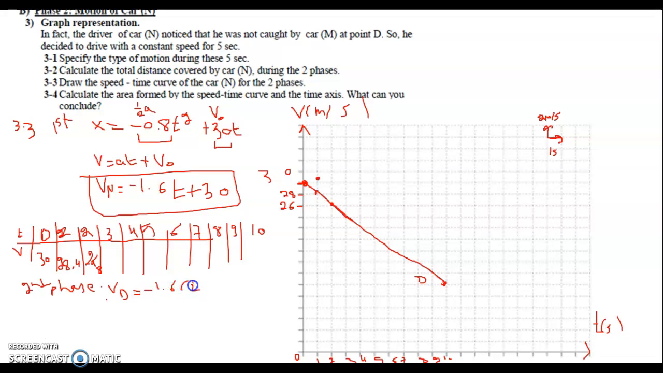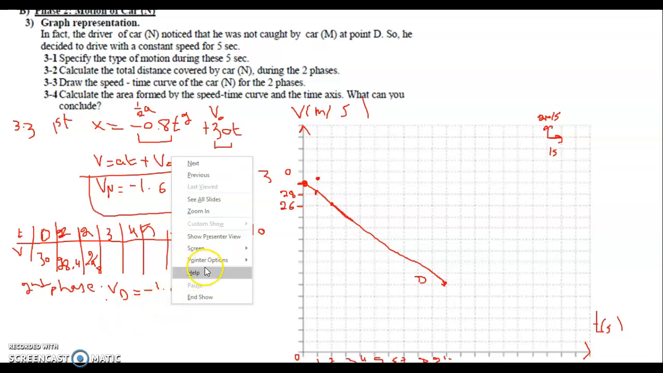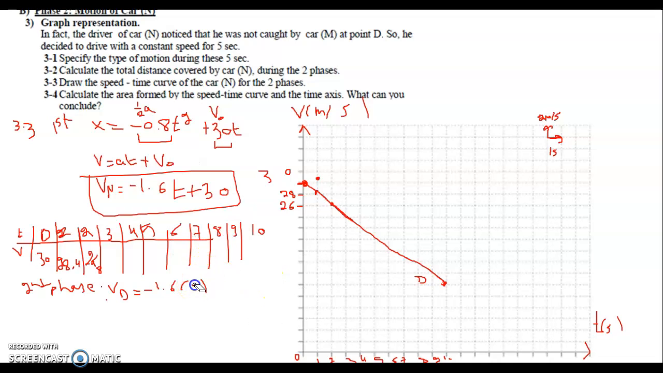T, just to make sure, minus 1.6 T, where T is 10, so I'm going to directly replace it here, minus 16 plus 30, so 30 minus 16, it is equal to 14 meters per second. So 14 meters per second at this point, 14 is going to be exactly here, so this is the point, right? And then we continue 11, 12, 13, 14, 15.